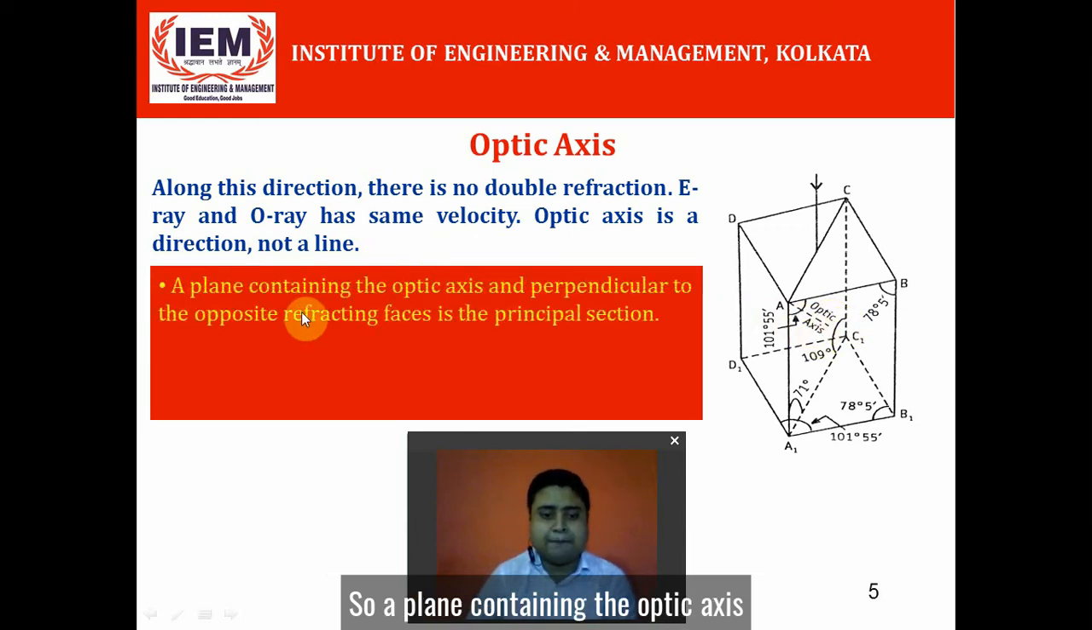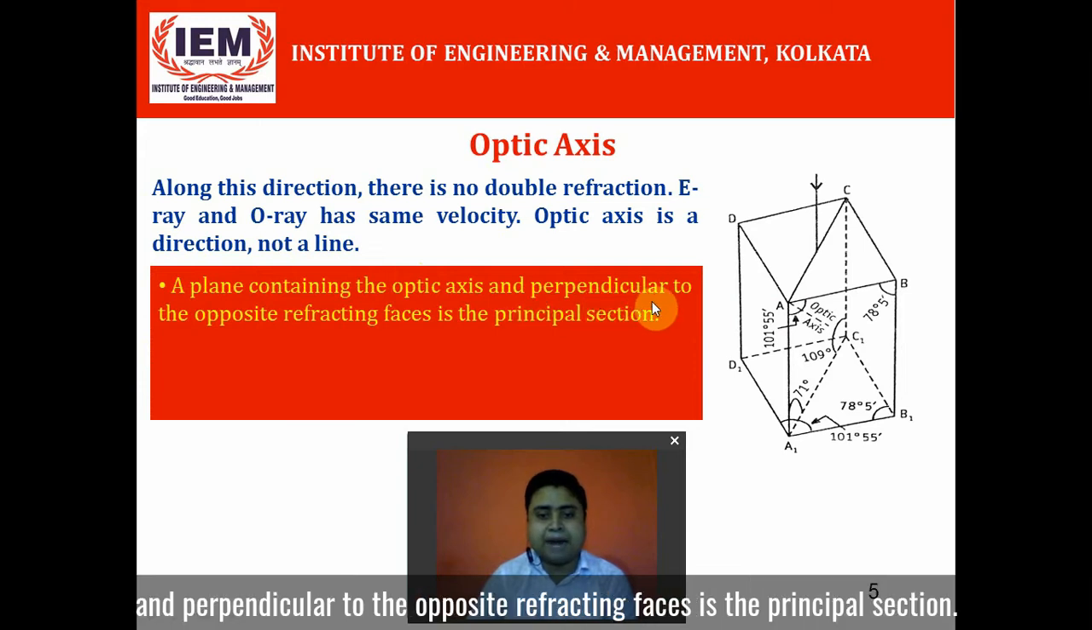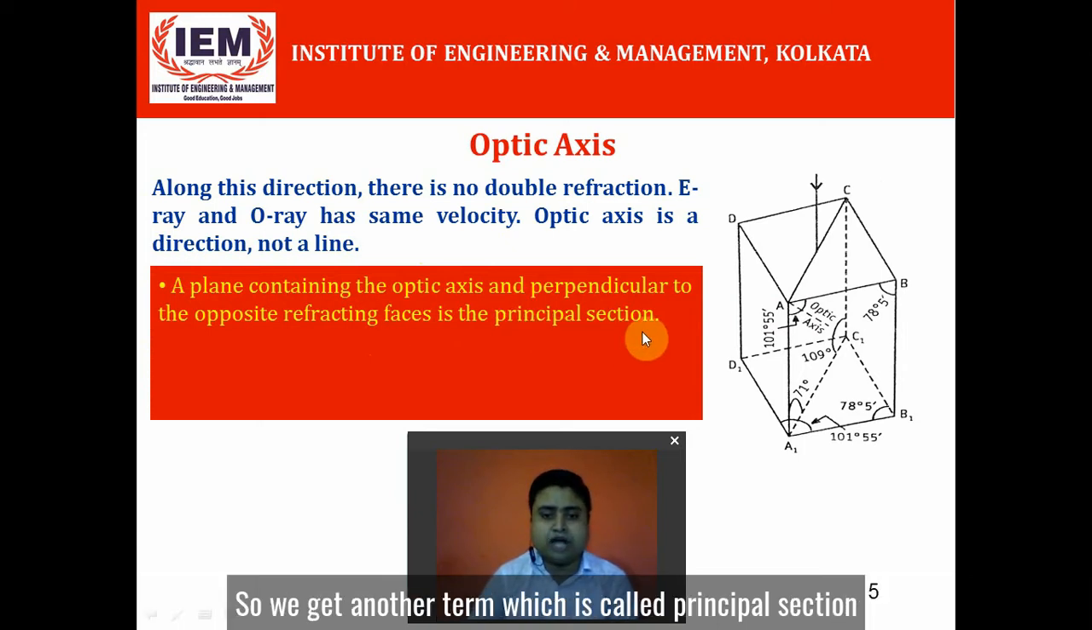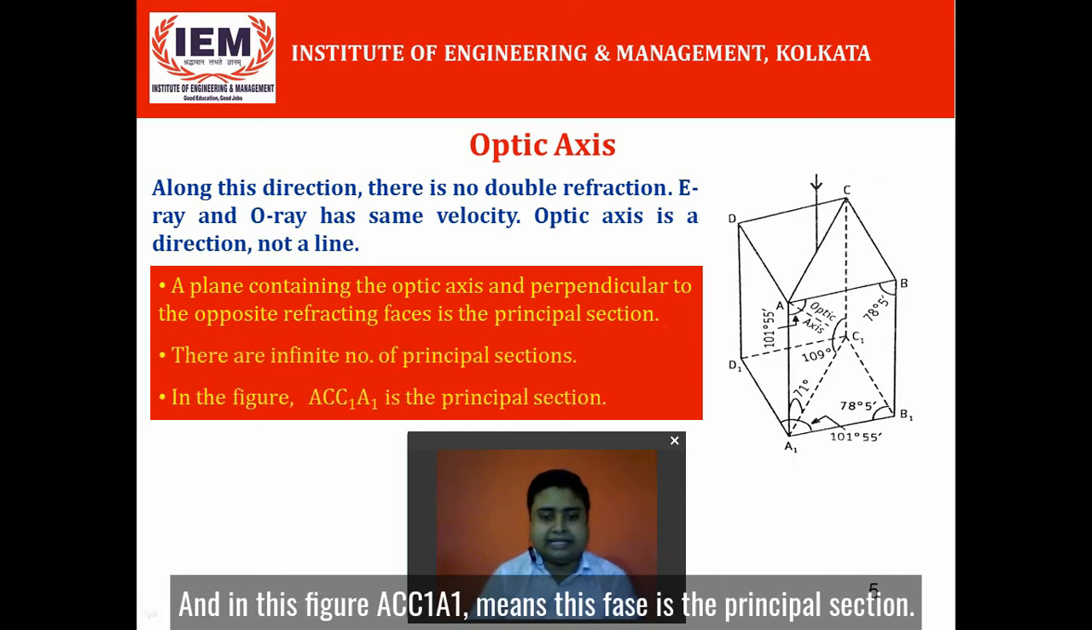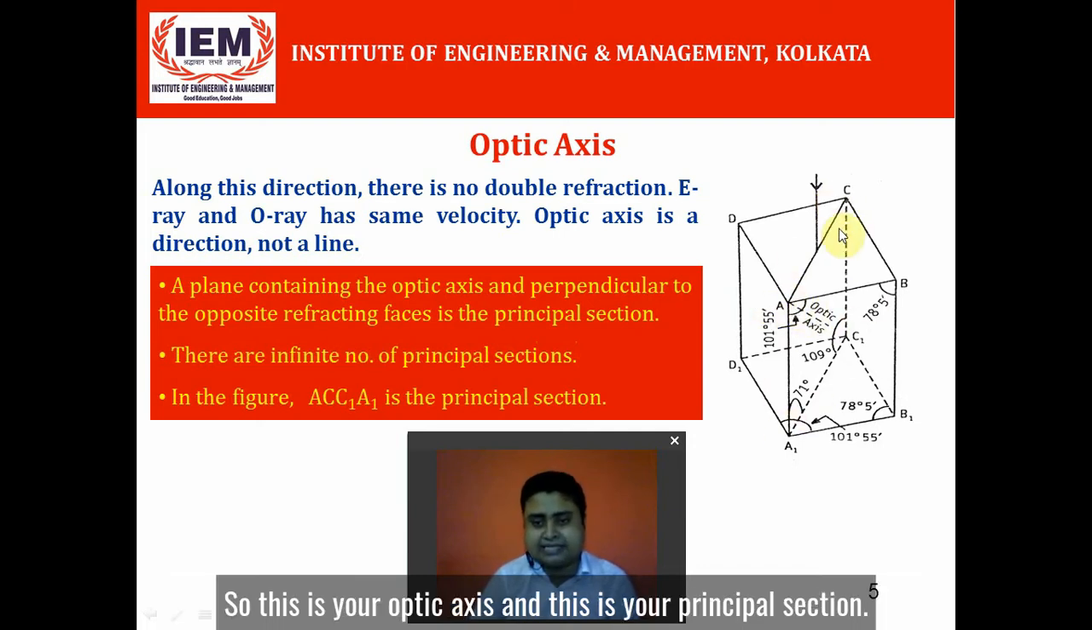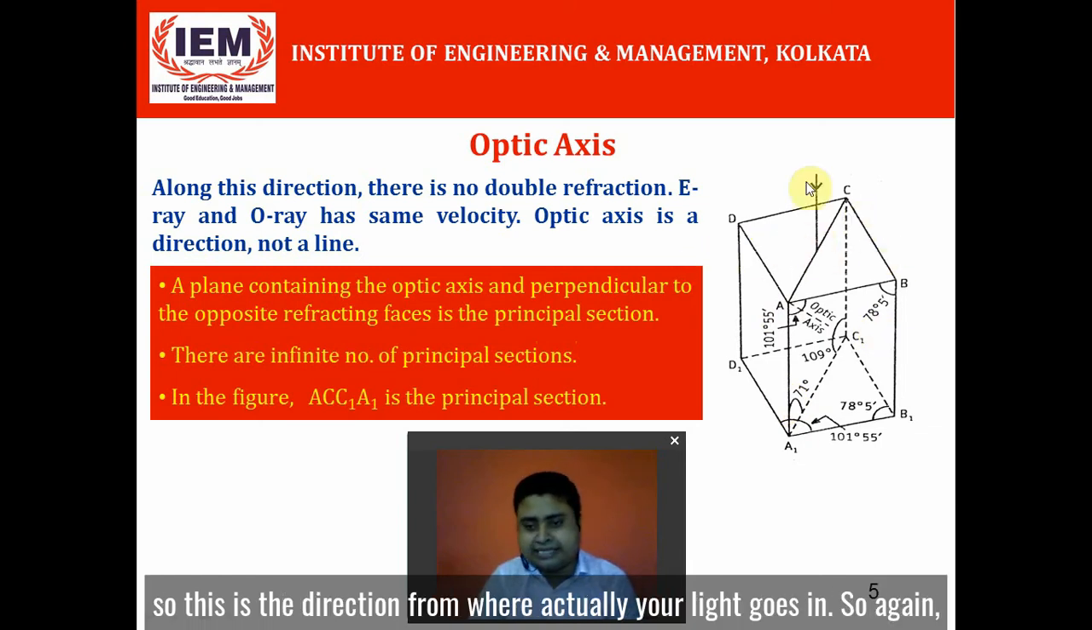A plane containing the optic axis and perpendicular to the opposite refracting faces is the principal section. So we get another term, which is called principal section, and there are infinite number of principal sections. And in this figure, AC1A1 means this space is the principal section. So this is your optic axis and this is your principal section. This is the direction from where your light goes in.